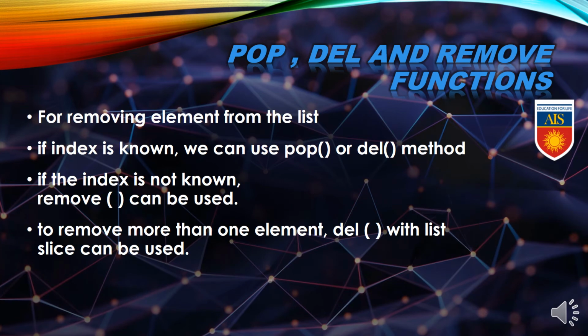Pop, del and remove functions. For removing an element from the list, if the index is known, we can use the pop or del method. If we want to remove an item with the help of an index value, at that time we can use pop or delete method. If the index is not known, then we can use the remove method. With the help of remove, it will help to remove the element. To remove more than one element, the del option will be appropriate for us. With del, a list slice can be used.